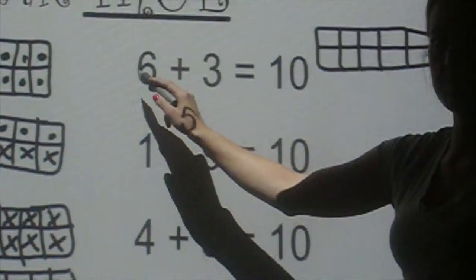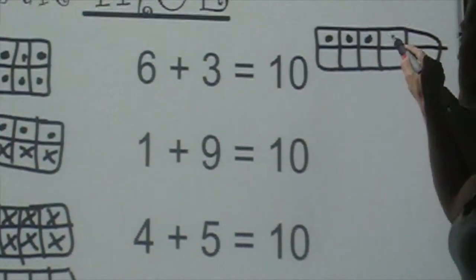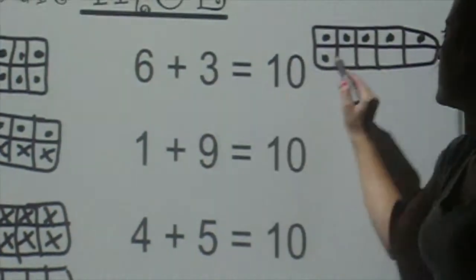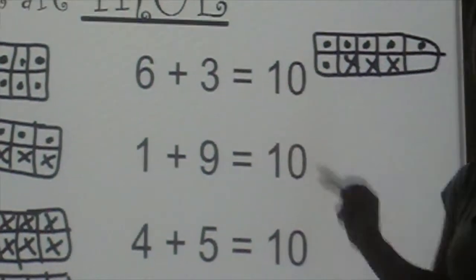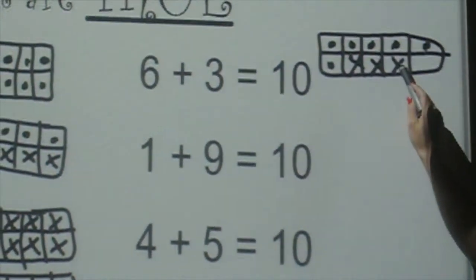We're going to start with our first number, 6. And we're going to put 6 in our 10 frame. 1, 2, 3, 4, 5, 6. And we're going to add 3. 1, 2, 3. Let's count them all up to see what we have. 1, 2, 3, 4, 5, 6, 7, 8, 9.